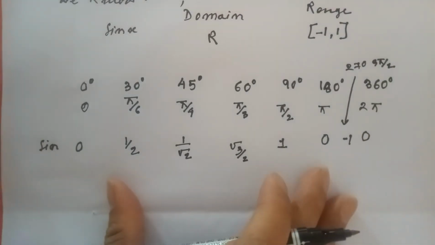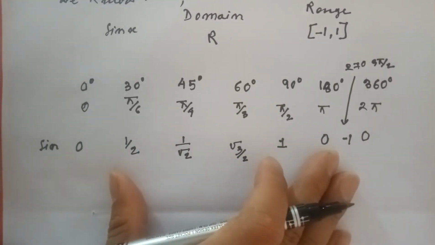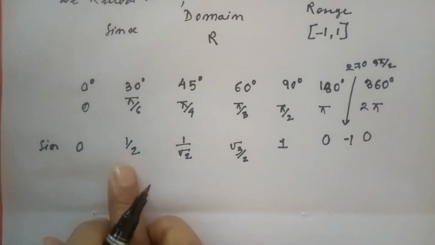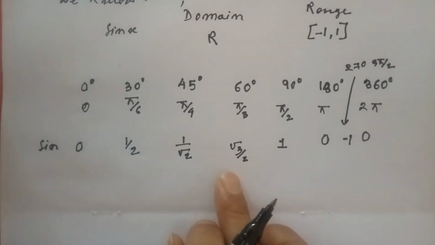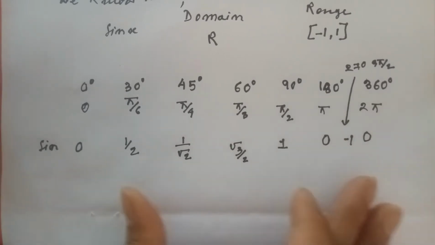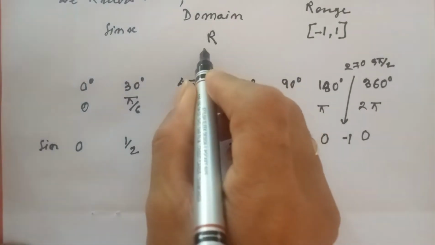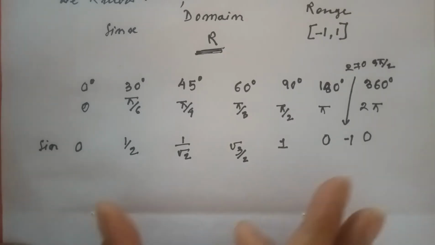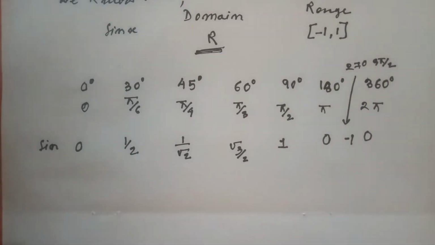So I will write some common values which we study in the CBSE book. Sin 0 degree equals 0, sin 30 degree equals 1 by 2, sin 45 degree is 1 by root 2, sin 60 is root 3 by 2. In this way I will write these values. But these are not the only values, because our domain is R, so we can take any value; these are just some common values we get in the CBSE book.